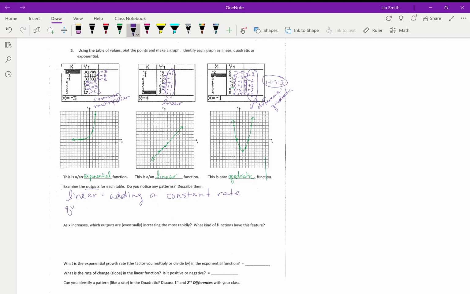With a quadratic function, you're adding a second constant rate. So you have to go 2 rows in to find that. And then with an exponential, you are multiplying by a constant rate.